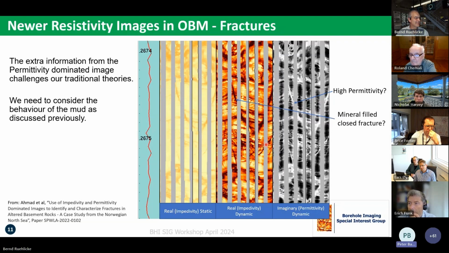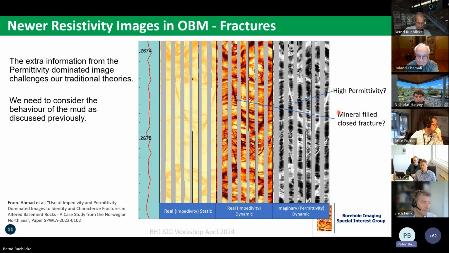So what we're looking at here is an example of the real and imaginary data. The real is in the earth tones, and the imaginary data, which is dominated by permittivity, is in the grayscale. And what we see here is a fracture. The response on the real image looks like a conductive feature, whereas on the permittivity image, we see that it's very bright indeed, and very bright suggests high permittivity. High permittivity is a response to water, and this goes back to what Eric was talking about earlier.